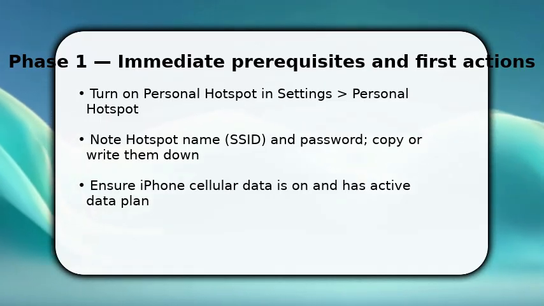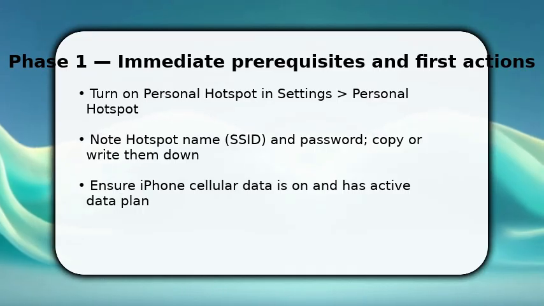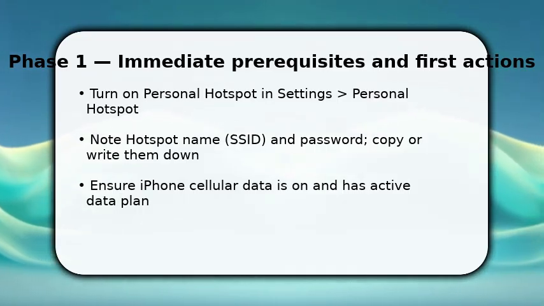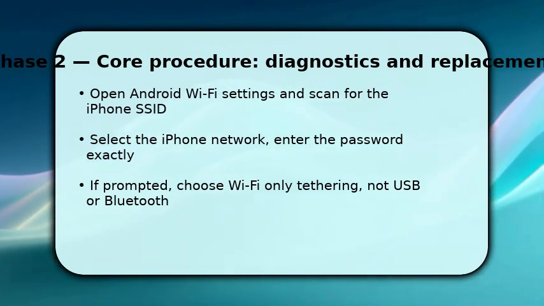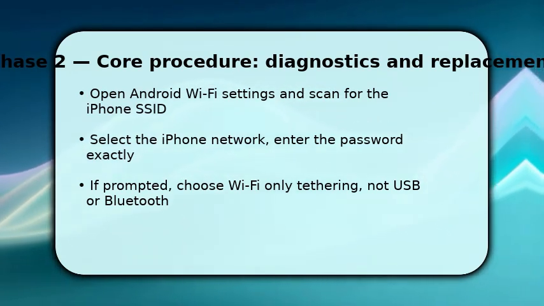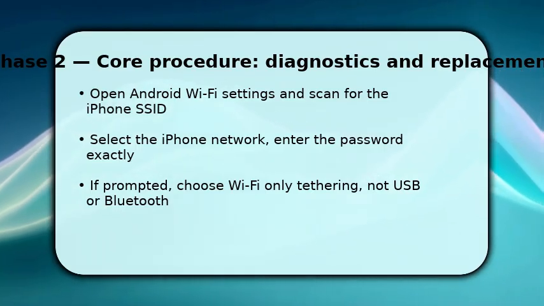If you see a warning about Bluetooth or Wi-Fi, ignore it for now. We'll use Wi-Fi to join from the Android in the next step. On your Android, open Settings and go to Network and Internet, then Wi-Fi. Once you see the iPhone SSID, tap it and enter the password you copied. Passwords are case-sensitive, so type carefully.